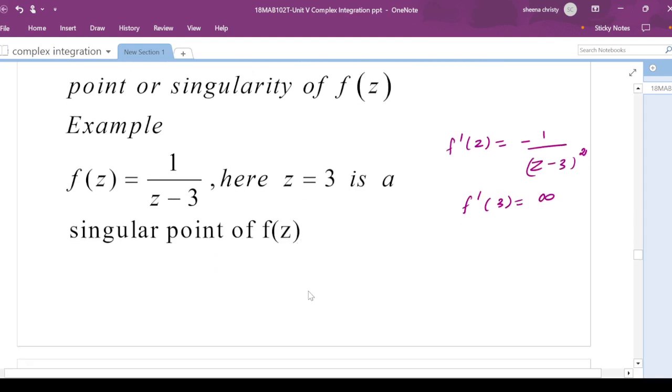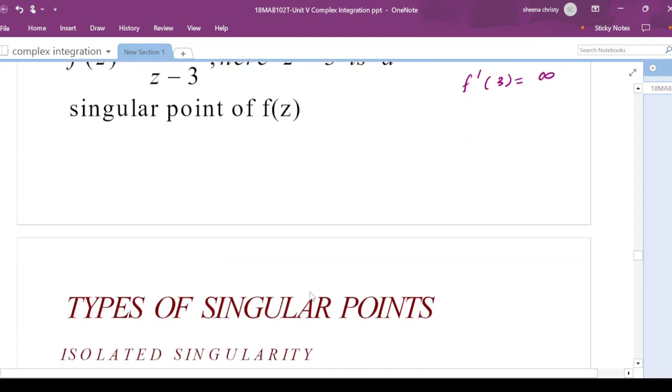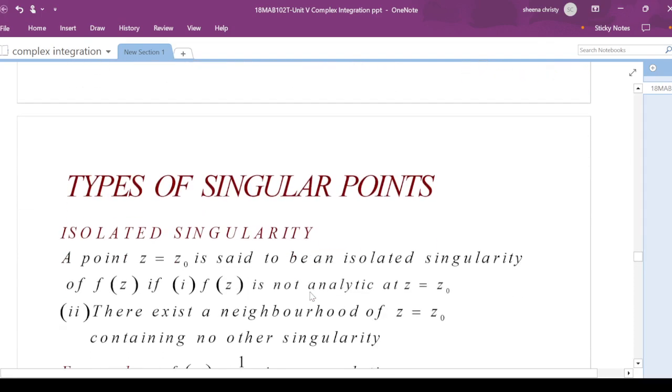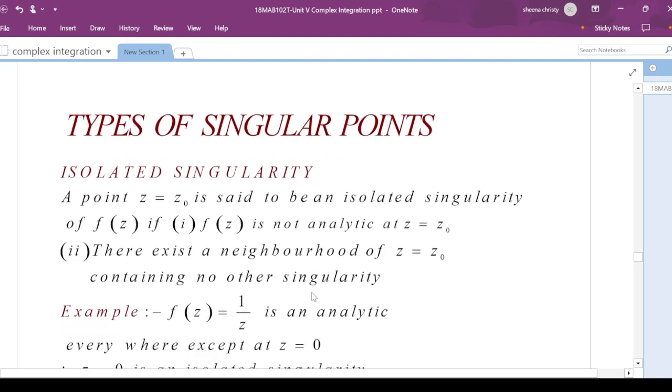Next, we are going to see the types of singular points. First is the isolated singular point. An isolated singular point is a point at which the function fails to be analytic and also no other singular point lies within the small neighborhood of z equal to z0.